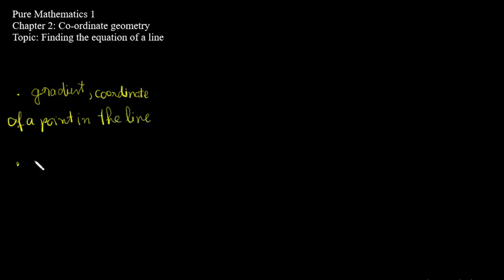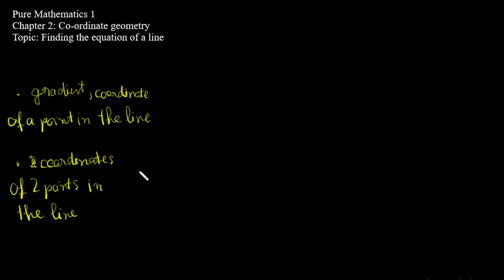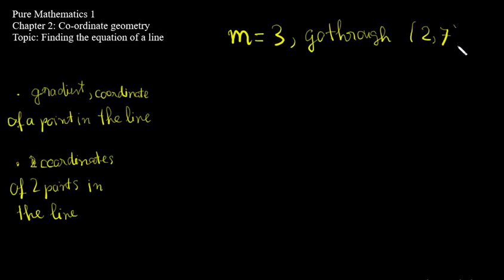And the second one, you will be given the coordinates of 2 points in the line. The way to solve the two problems is the same, so I will work through this one first. Say I have the gradient of an equation is 3, going through the point 2 and 7.